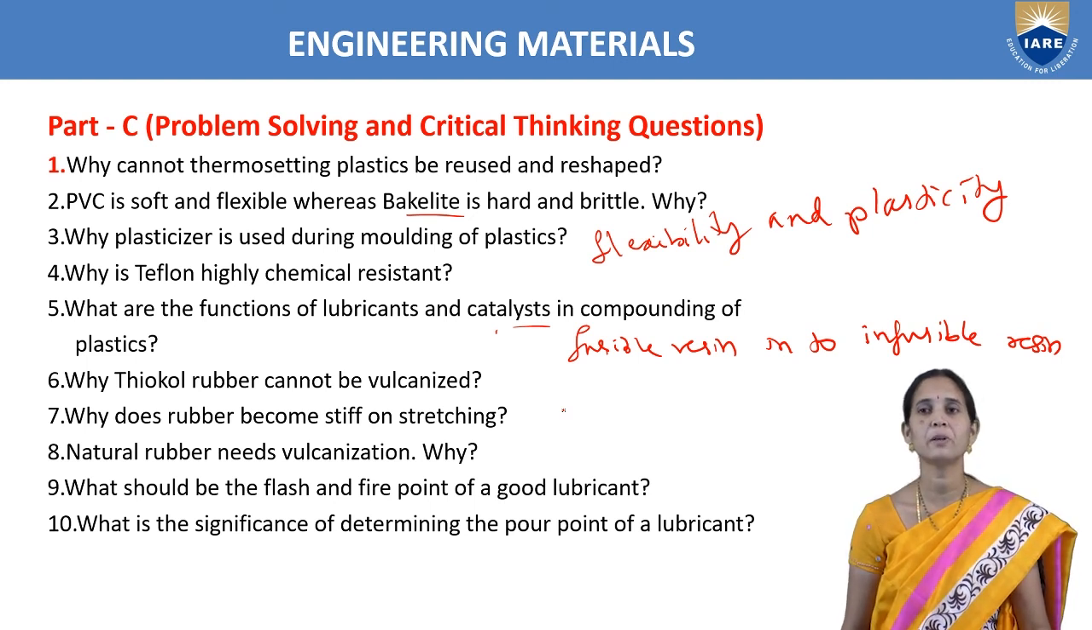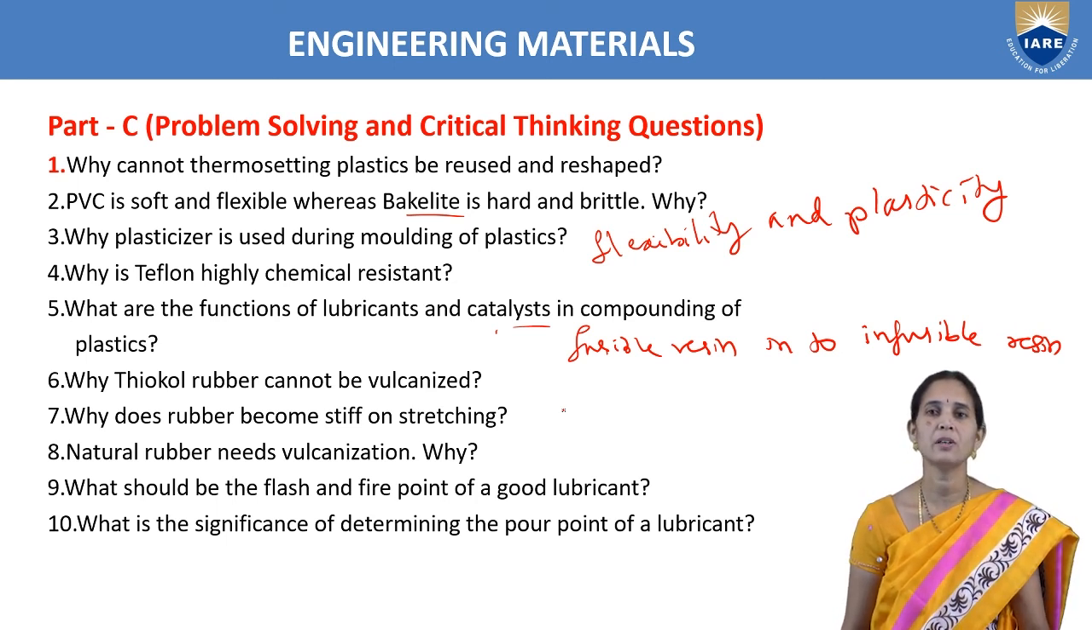Next, natural rubber needs vulcanization. Why? Because natural rubber is a soft rubber. To improve the hardness of rubber, we go for the vulcanization process. That is, adding sulfur to the natural rubber and heating at 100 to 140 degrees centigrade will prepare the vulcanized rubber.